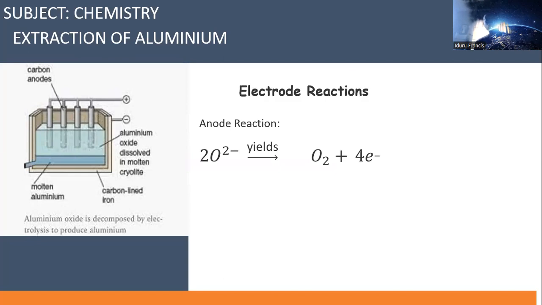Here you will see the anode reaction. Let me talk about the anode itself. The anode is the point where oxidation reaction is carried out. When I mean oxidation reaction, I mean the process whereby electrons are lost.